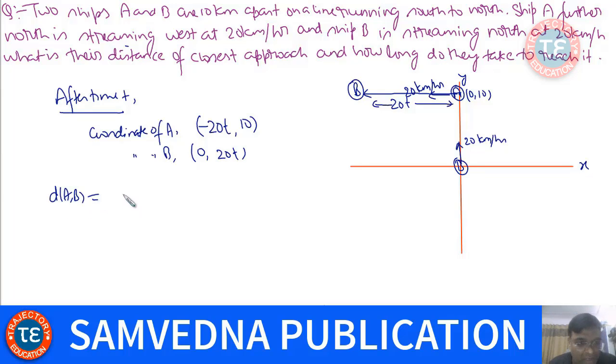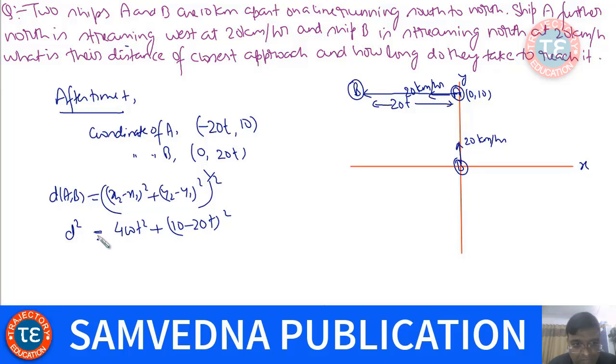So what is the distance between A and B? We'll use the distance formula, that is x2 minus x1 whole square plus y2 minus y1 whole square, under root. That's the distance formula. So that will give you x2 minus x1 whole square is going to be 400t square, and here you have 10 minus 20t whole square, that is going to be distance square.